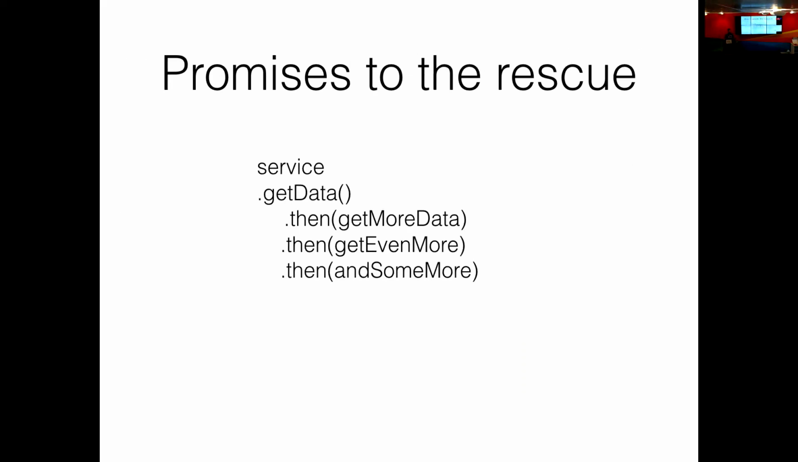So what do we do about it? Well, promises was a way to try to fix that. So here we have a service. It does a get data, and as you can see, we have subsequent dependent calls that does get more data, get even more, and so on. As you can see, the then is trying to structure our calls, but there are still weaknesses. Even though this looks more synchronous, promises have problems.